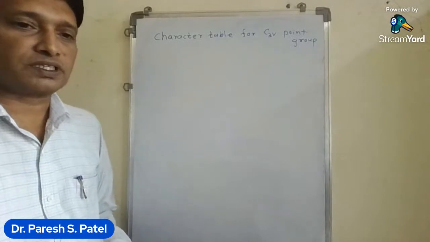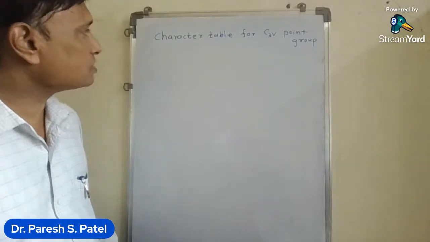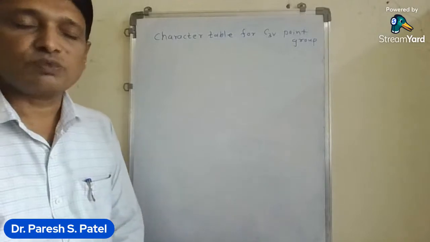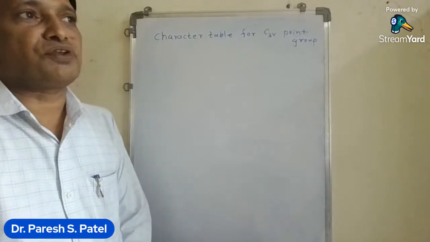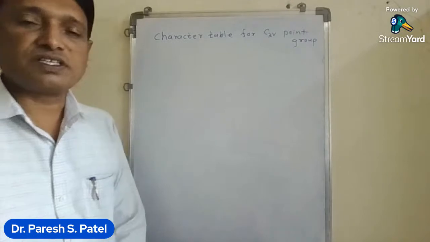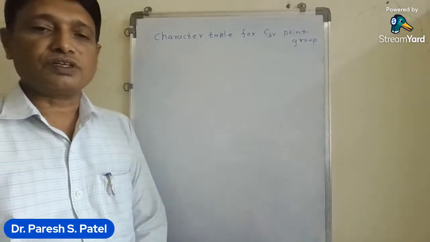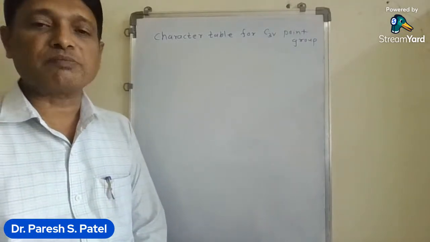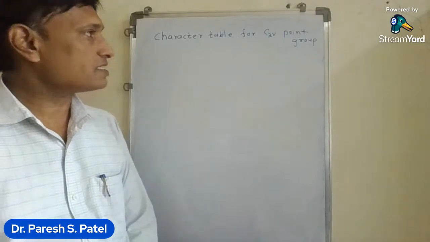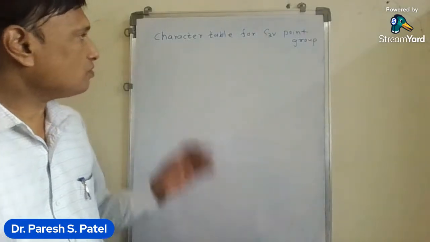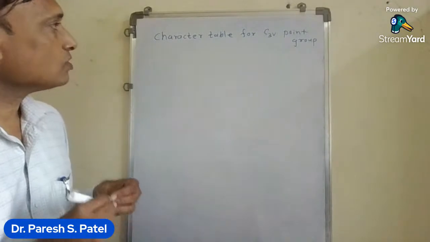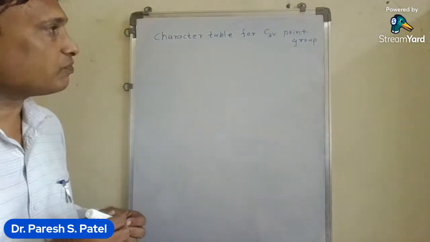Now, how to construct a character table for the C3v point group. Previously, we discussed the definition of the character table: the device that can be utilized for the applications of group theory and molecular symmetry is known as the character table. Now, let us consider the character table for the C3v point group.